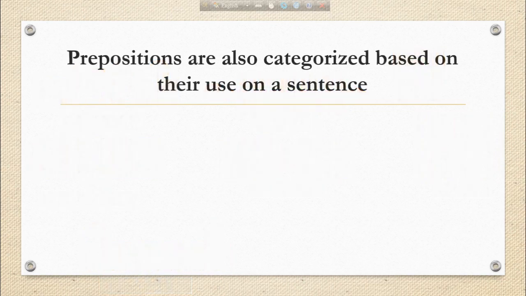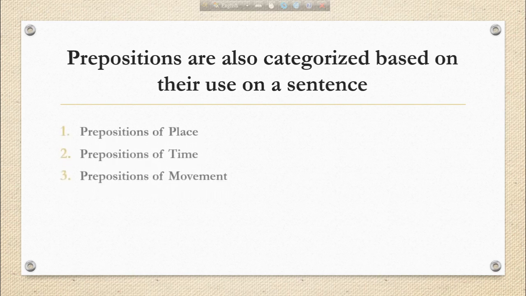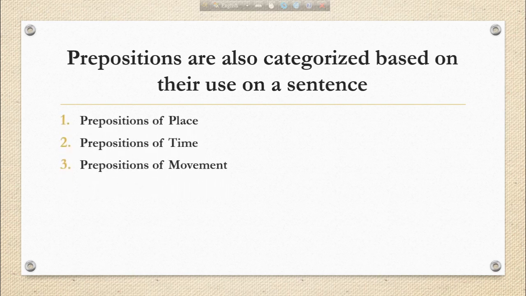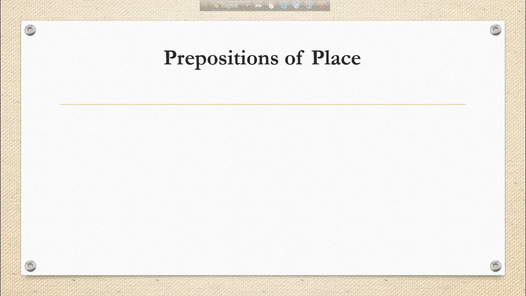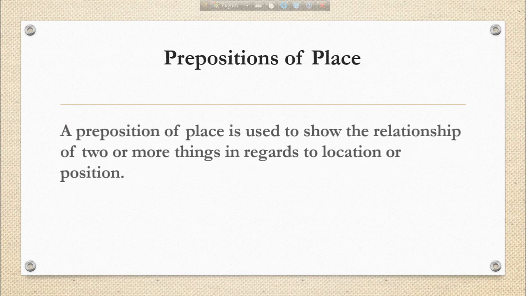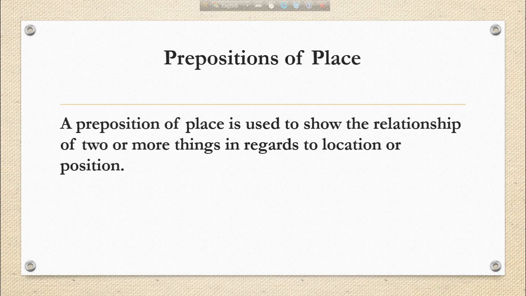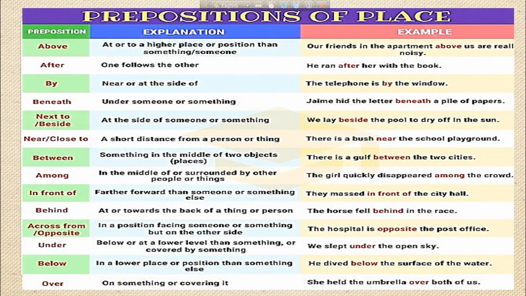Prepositions are also categorized based on their use in a sentence. They are prepositions of place, prepositions of time, and prepositions of movement. What is prepositions of place? A preposition of place is used to show the relationship of two or more things in regards to location or position. Here we have some uses of prepositions of place.